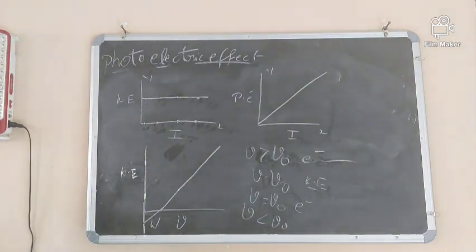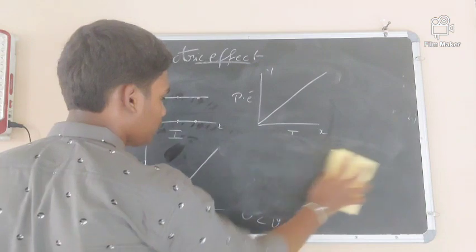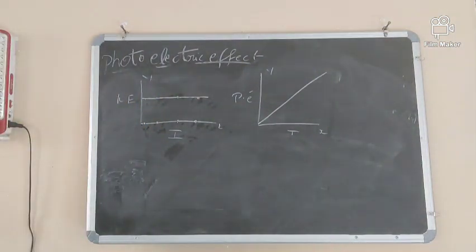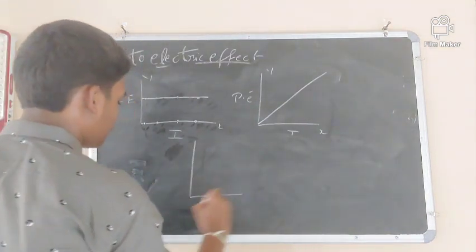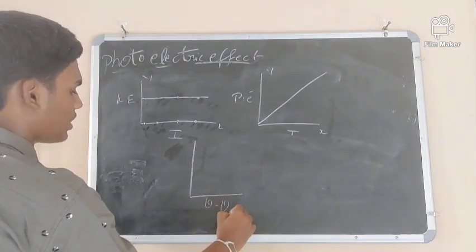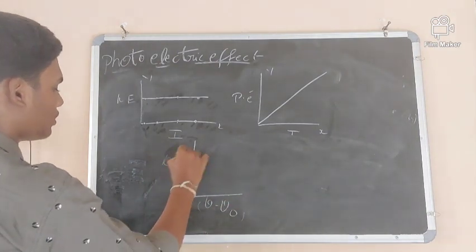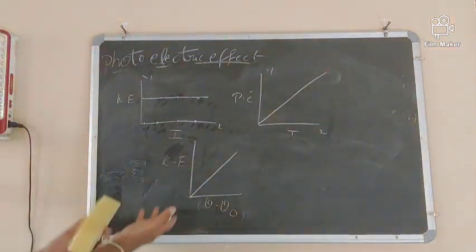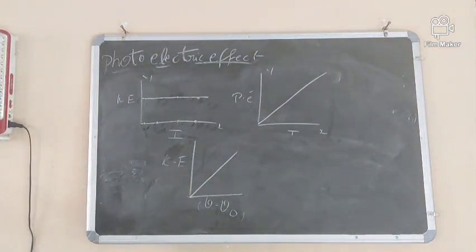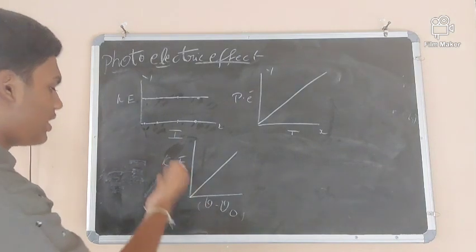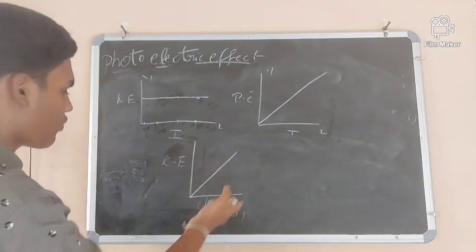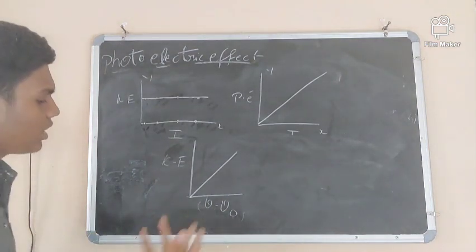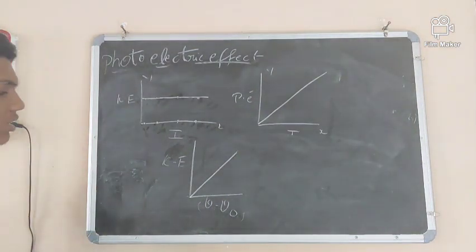Now let us see one last graph. Let us take nu minus nu naught value and kinetic energy. How will the graph become a straight line? What happens when nu minus nu naught value increases? Then it is converted into kinetic energy. But there is one another way.